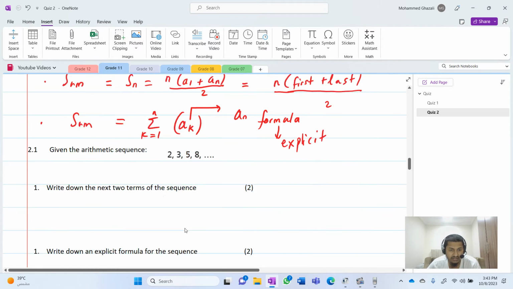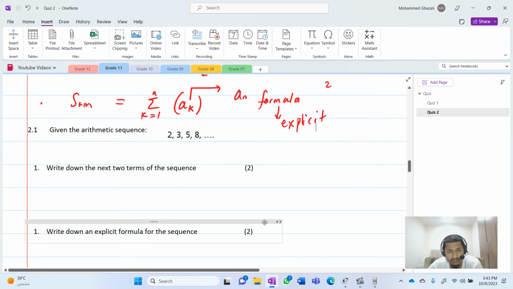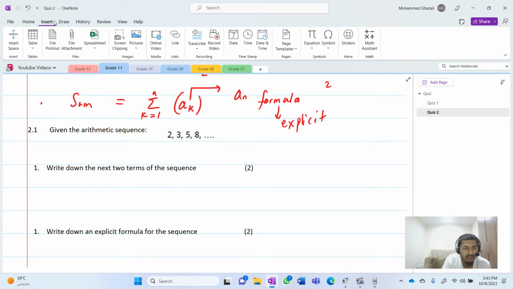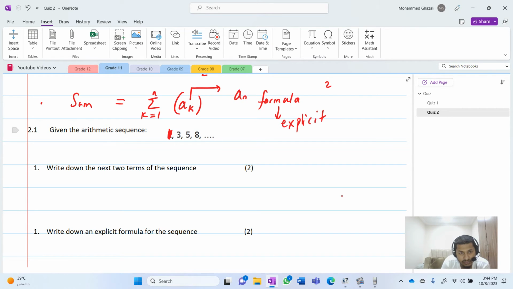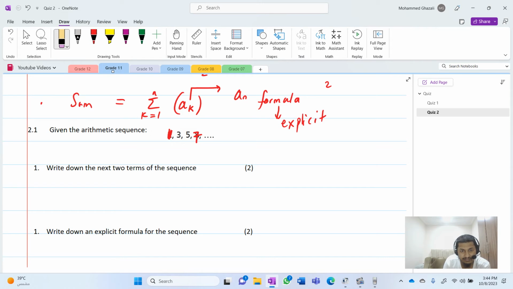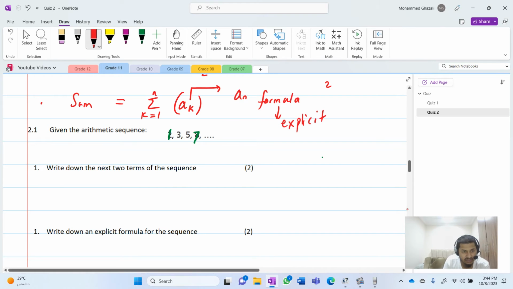Now solving this, given the arithmetic sequence 1 3 5 7. Is this an arithmetic sequence? 1 3 5, so we are adding 2, should be 1 3 5 7. Yes, so the arithmetic sequence is 1 3 5 7. Write down the next two terms of the sequence, so 9 and 11. So we're basically counting in odd numbers, 1 3 5 7.